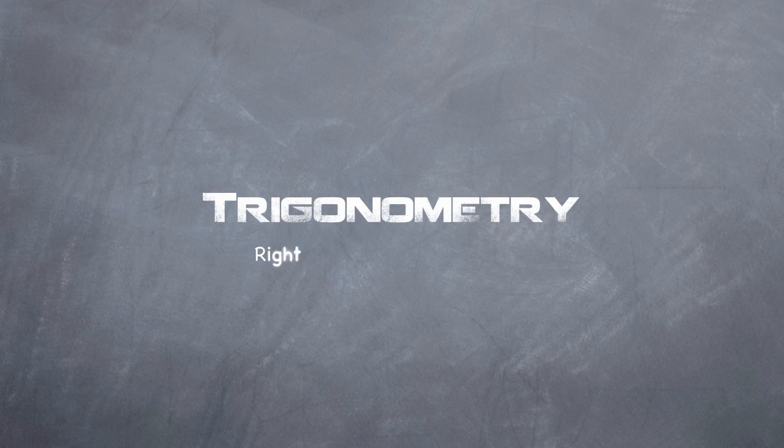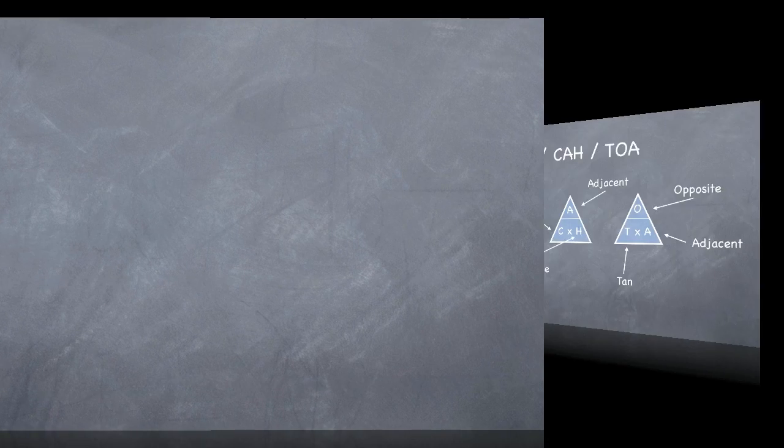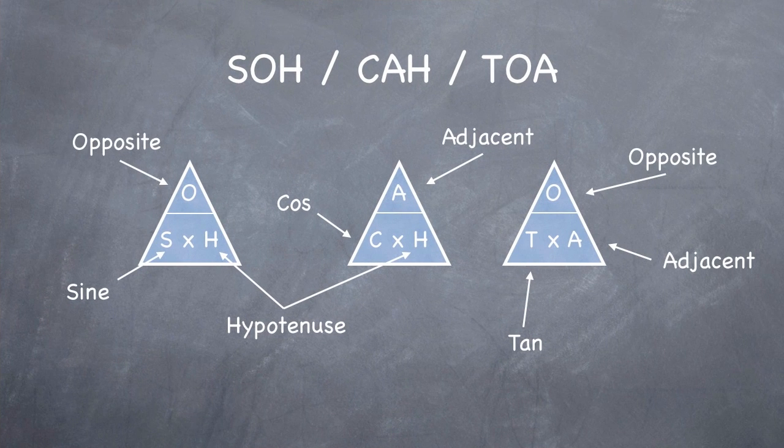Today we're going to be looking at right angle triangle trigonometry. Firstly, we are going to start off by looking at the different types of trig that you can be asked to use. SOH stands for sine opposite hypotenuse, CAH cos adjacent hypotenuse, and TOA tan opposite adjacent. Now there are different ways of remembering this, but I just tend to remember it as SOHCAHTOA.